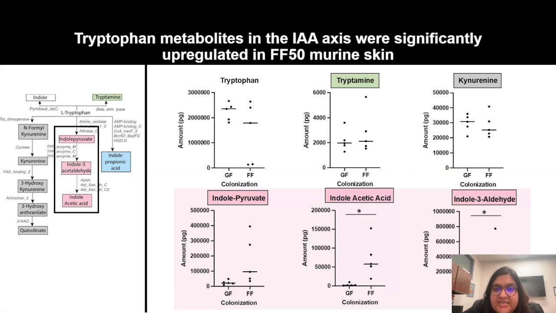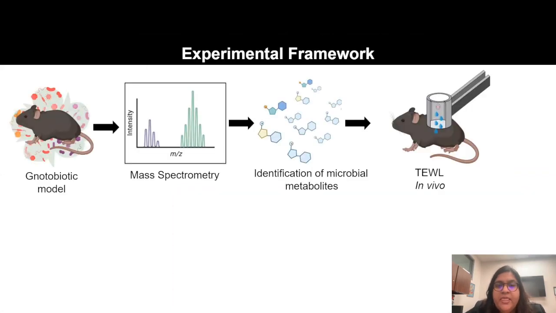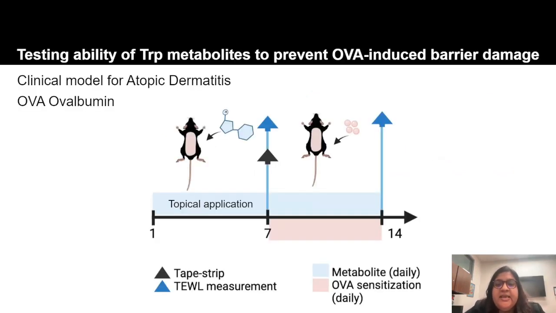I then wanted to test if these metabolites could indeed improve barrier in vivo. For that, I used an atopic dermatitis model, which recapitulates a lot of the conditions of atopic dermatitis, in which we perform a tape strip and then do ovalbumin sensitization to recapitulate atopic dermatitis-like responses. In this case, we pre-treated with the metabolites and then also treated with ovalbumin and then measured barrier recovery.